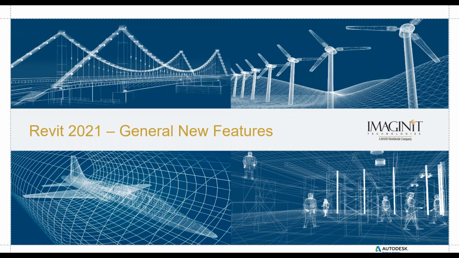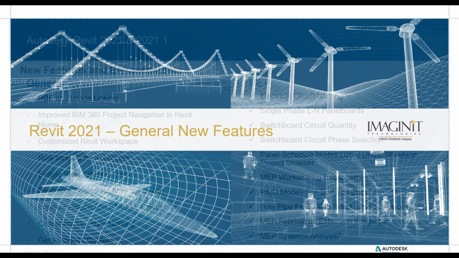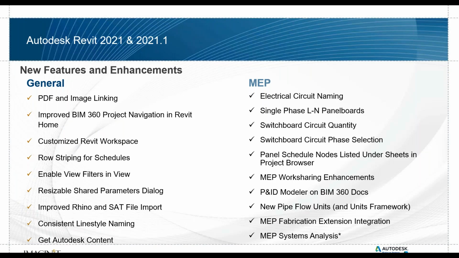Now, I have this broken out into some general features, the ones that are not discipline specific, and then we'll move into the Revit MEP portion of the new features. This is just a quick list of the different features that we're going to cover, from the general stuff dealing with PDFs, and you can read that yourself. Those are the features for the general, and then on the right you'll see a lot of the features that are introduced on the MEP side.